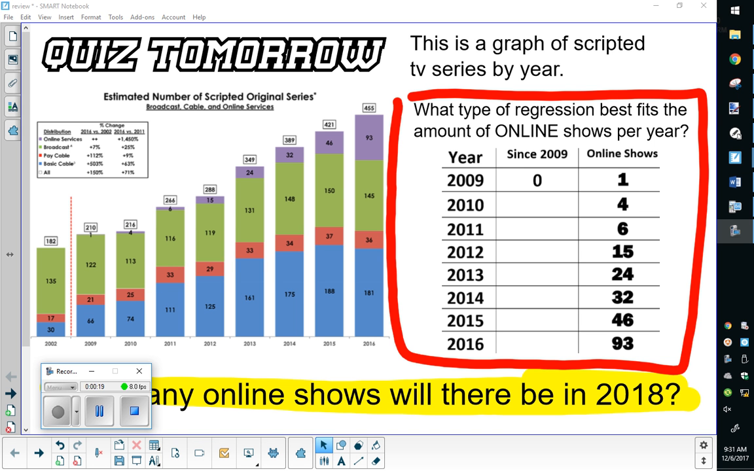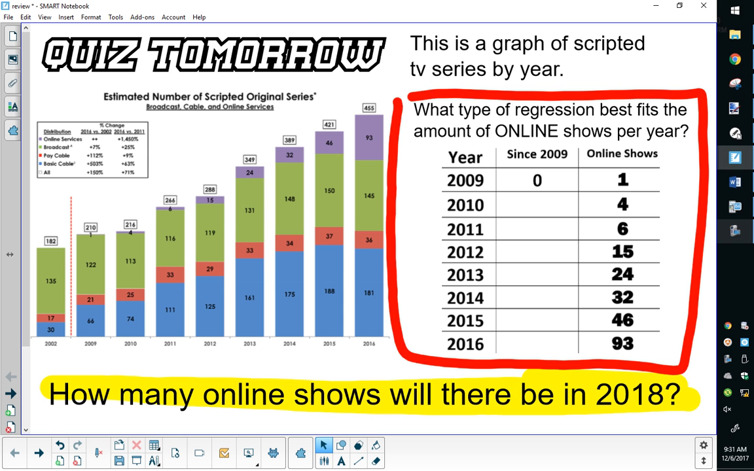And then starting in the year 2009, there started being online shows, like Hulu originals and Netflix originals and things like that. There was one show in 2009. And then in 2010 there were 4, in 2011 there were 6, in 2012 there were 15, and so on. We want to figure out how we could model that data to figure out how many there are going to be in the future. All right?